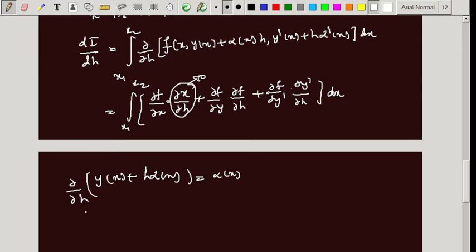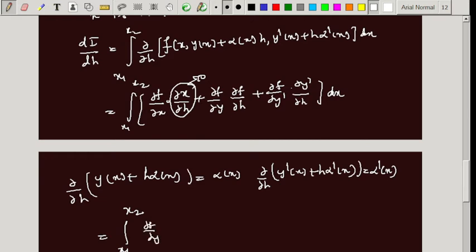Then here if we differentiate y dash of x plus h into alpha dash of x with respect to h, then we get alpha dash of x. So y dash of x is independent of h, it becomes 0. So now the above term we can write it as integral x1 to x2. This first term gets 0, dou f by dou y into dou f by dou h, that is this one we are getting alpha of x.